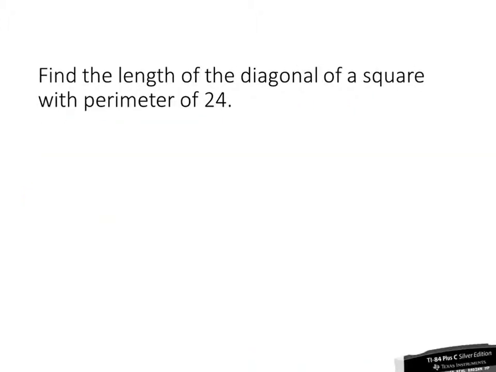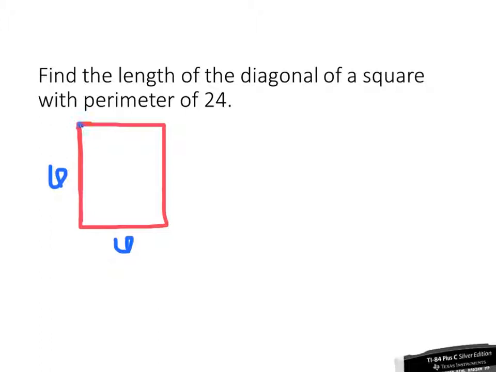The next problem says find the length of the diagonal of a square with a perimeter of 24. Again, you need to draw the picture. The square has a perimeter of 24. That means we added all 4 of its sides together to get 24. So in order to find each side length, we divide by 4, and that is 6. So each side measures 6. We want to find the diagonal of this square.